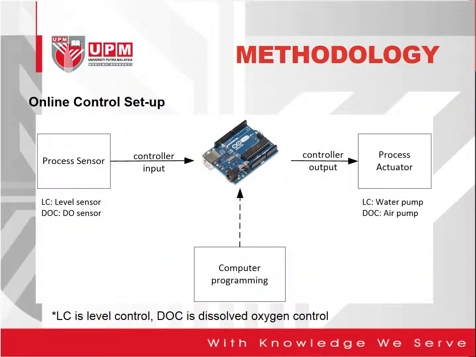This is the online control setup. The Arduino Uno is programmed beforehand using a computer and put into real use. So it will have data acquisition from the process sensor, and the controller output will go into the process actuator. In this case, for level control the process sensor is a level sensor, for dissolved oxygen it is a DO sensor, and the process actuator is a water pump for level control and an air pump for dissolved oxygen control.